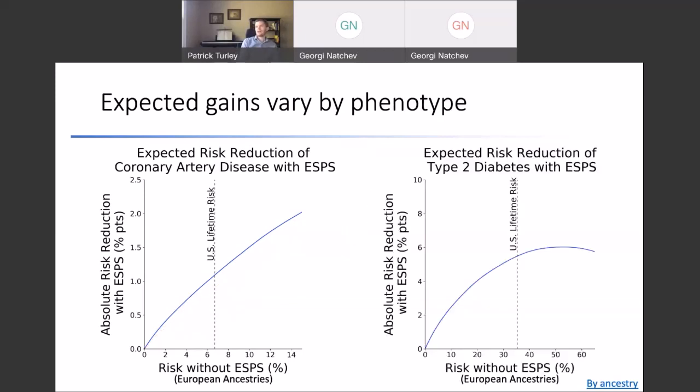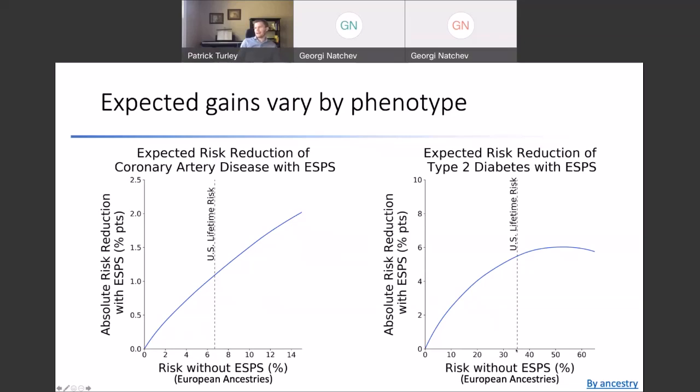So another thing to keep in mind is that the expected gains vary a lot by phenotype, or by disease. Here's what the risk reduction looks like for coronary artery disease. We're seeing reductions in risk of about 1 percentage point, plus or minus a little bit depending on what the risk in the family is. For something like type 2 diabetes, the reduction in risk is something closer to 5 percentage points. That said, the prevalence of type 2 diabetes is also very high.